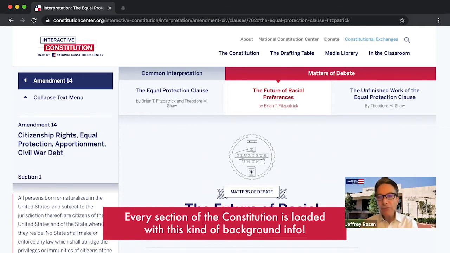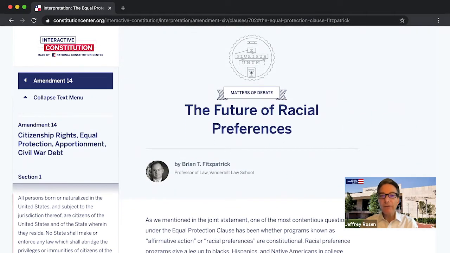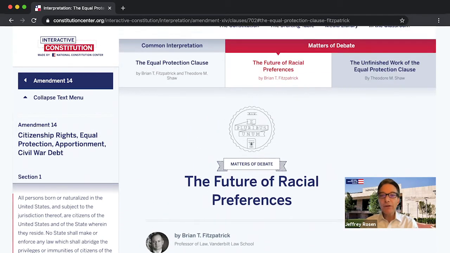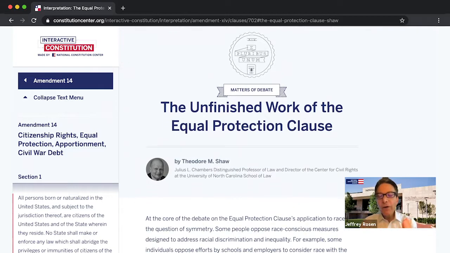So after you read the common statement, then you can read matters for debate. These are controversial questions in the news and before the courts where our two scholars express concurring opinions where they may agree or disagree. Here we have Brian Fitzpatrick about the future of racial preferences before the Supreme Court, and we have Theodore Shaw on the unfinished work of the Equal Protection Clause. So that's just a wonderful way of introducing ourselves to areas of agreement and disagreement about the Equal Protection Clause.